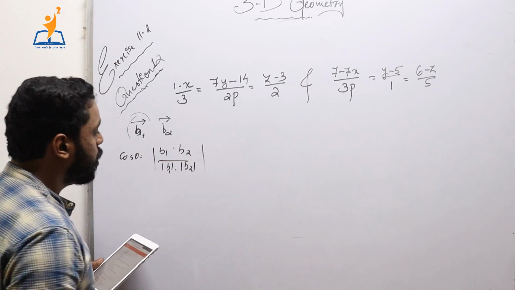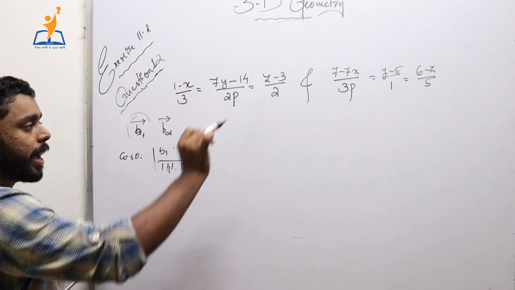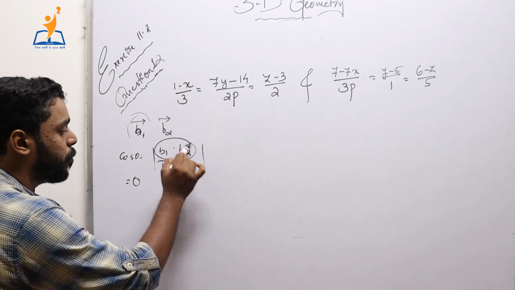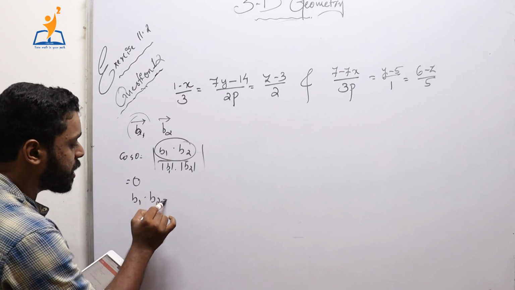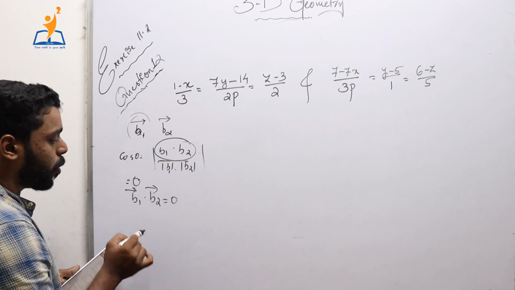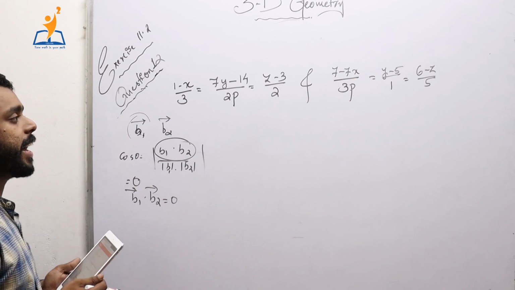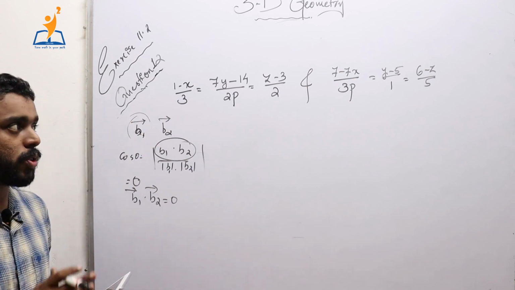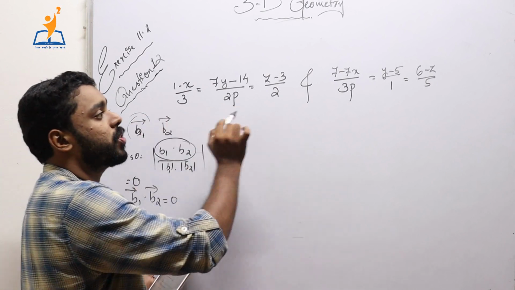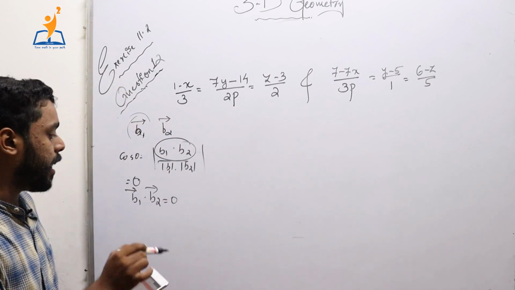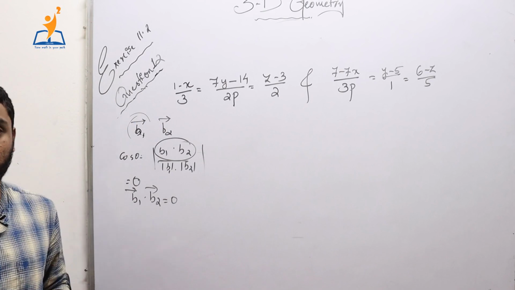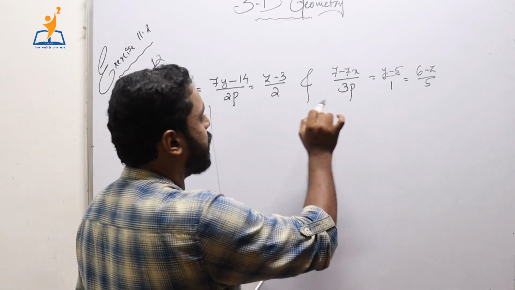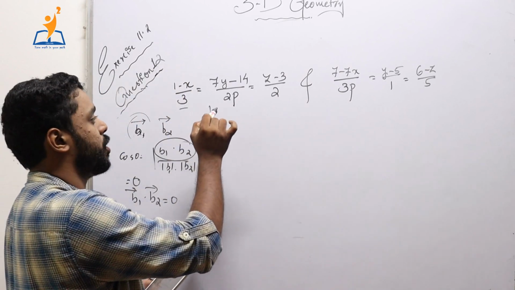This was our formula. So in order for these two lines to be perpendicular, this must be equal to 0, which is only possible if b1 dot b2 is equal to 0, which can only be possible if the sum of the products of the corresponding direction ratios is equal to 0, right? So we have to find the direction ratios of the vectors which are parallel to these two lines and then equate the product to 0. Okay, that's our strategy.